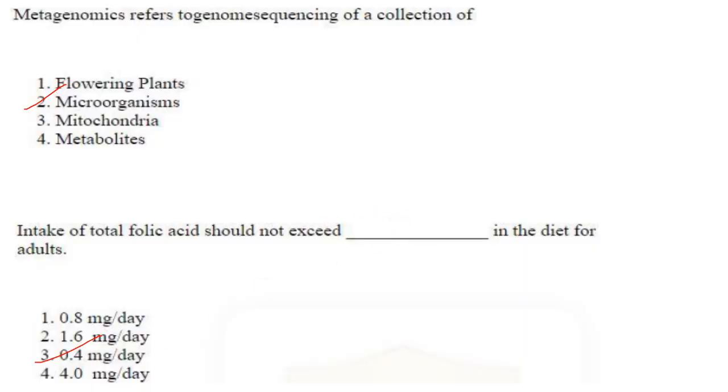Then next one. Metagenomics refers to genome sequencing of a collection of microorganisms. That is metagenomics. Answer is option 2. Next one. Intake of total folic acid should not exceed dash in the diet for adults. So it should not exceed 0.4 mg per day. Answer is option 3.